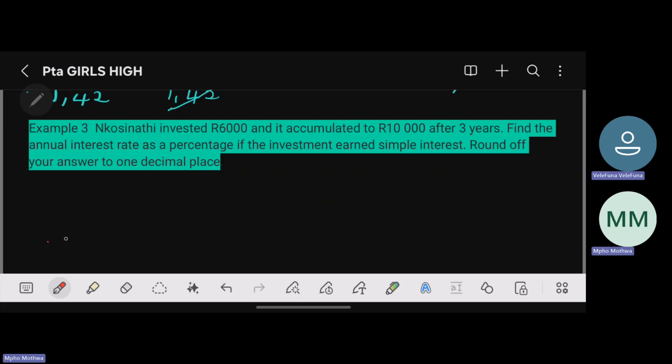Is there any information that you think is important for us to note? So, sir, the 6,000. I noted 6,000. Now let us not waste time. Tell me what I should put here on 6,000? 6,000 is P. And then 10,000 is A, because it accumulated to 10,000. You see, I'm happy. You make me proud. And then the 3 years is N.